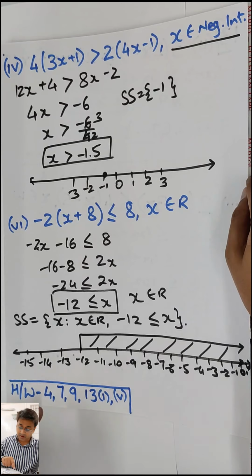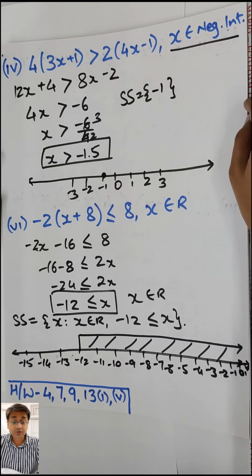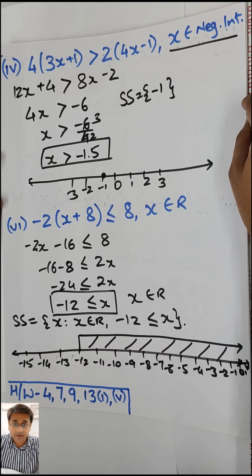Homework, you must do sum number 4, 7, 9, 13 part 1 and 5. I'm sure you got a good hand on this topic by now.